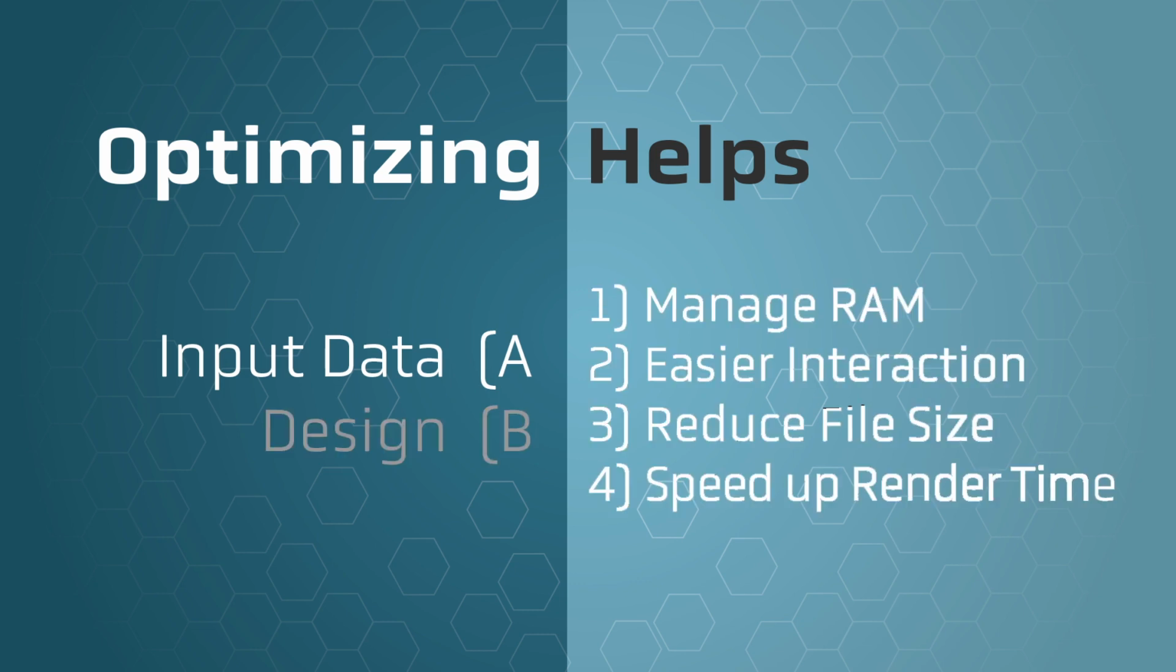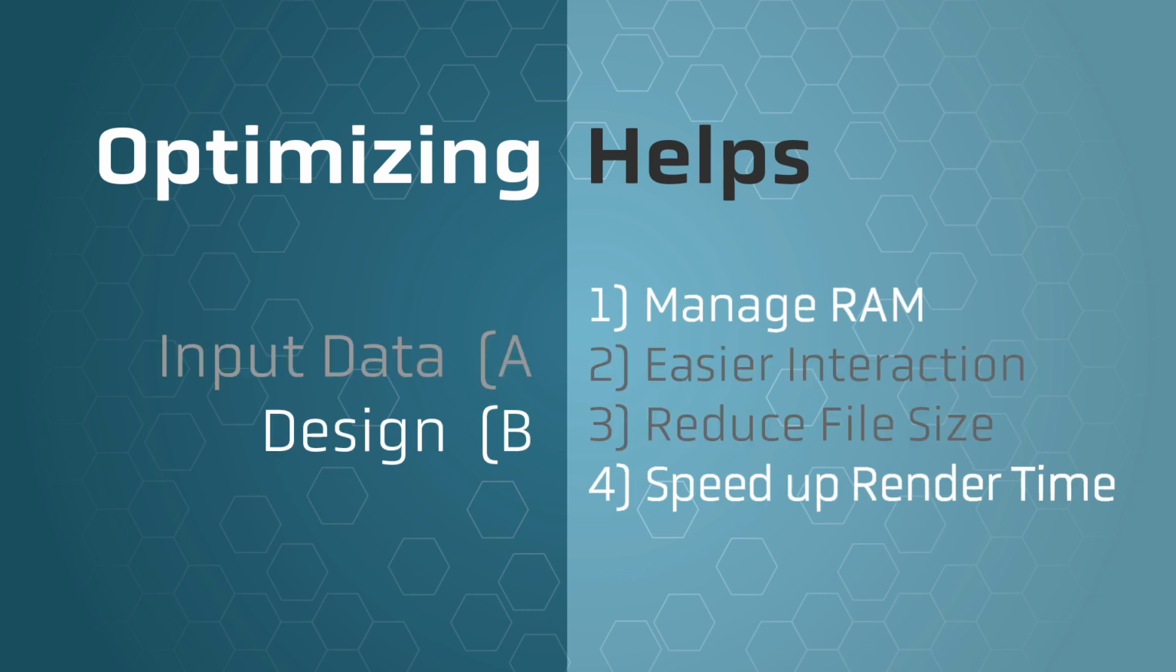Optimizing your input data will help you manage your RAM, scene interactivity, file size, and render time. And optimizing your design will further help you manage RAM and render time. The first method of optimizing your input data that you might want to try is called subsampling.